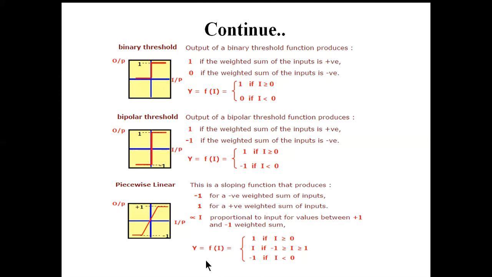So here it can be defined as follows. If I is greater than 1, then the output will be 1, and if I lies between minus 1 and 1, then obviously the output will be I, and if I is less than minus 1, then the output will be minus 1. So ultimately we get this type of piecewise linear function.